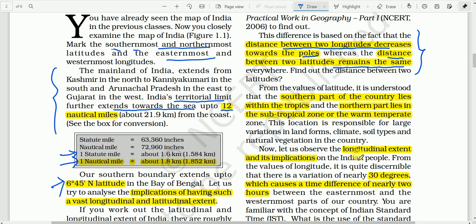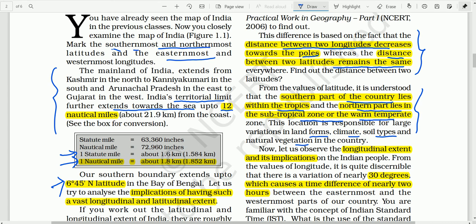And another implication is that, from the values of this latitude, it is understood that the southern part of the country lies within the tropics, and the northern part lies in the subtropical zone or the warm temperate zone. So this location is responsible for large variations in the landform, climate, soil types, and natural vegetation in the country.